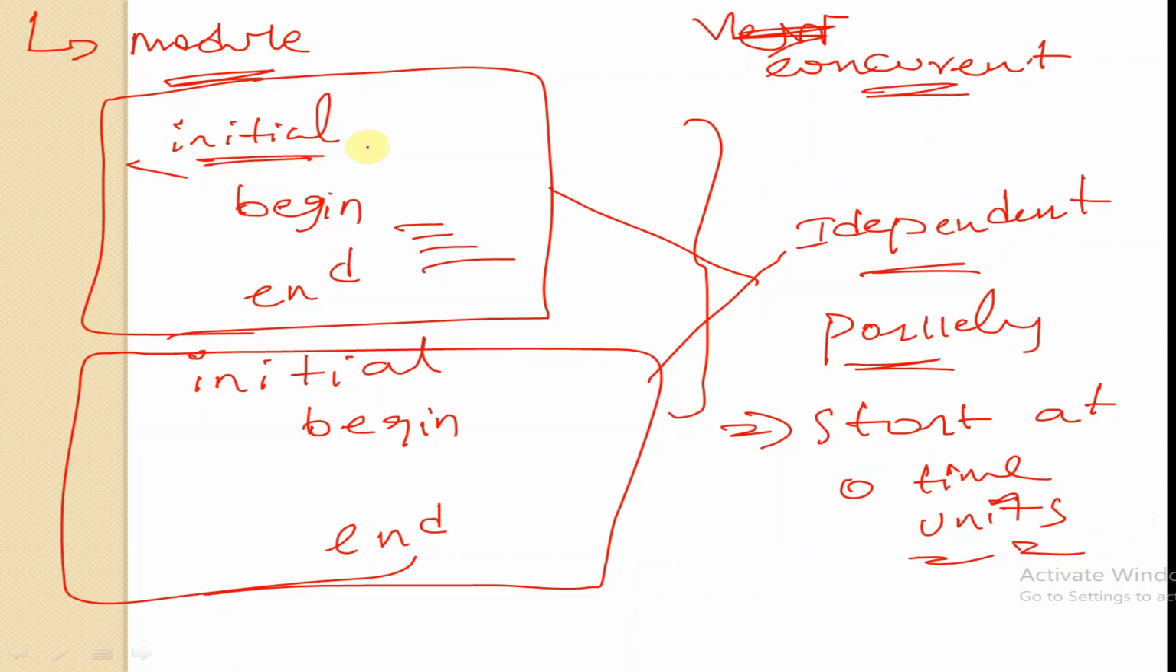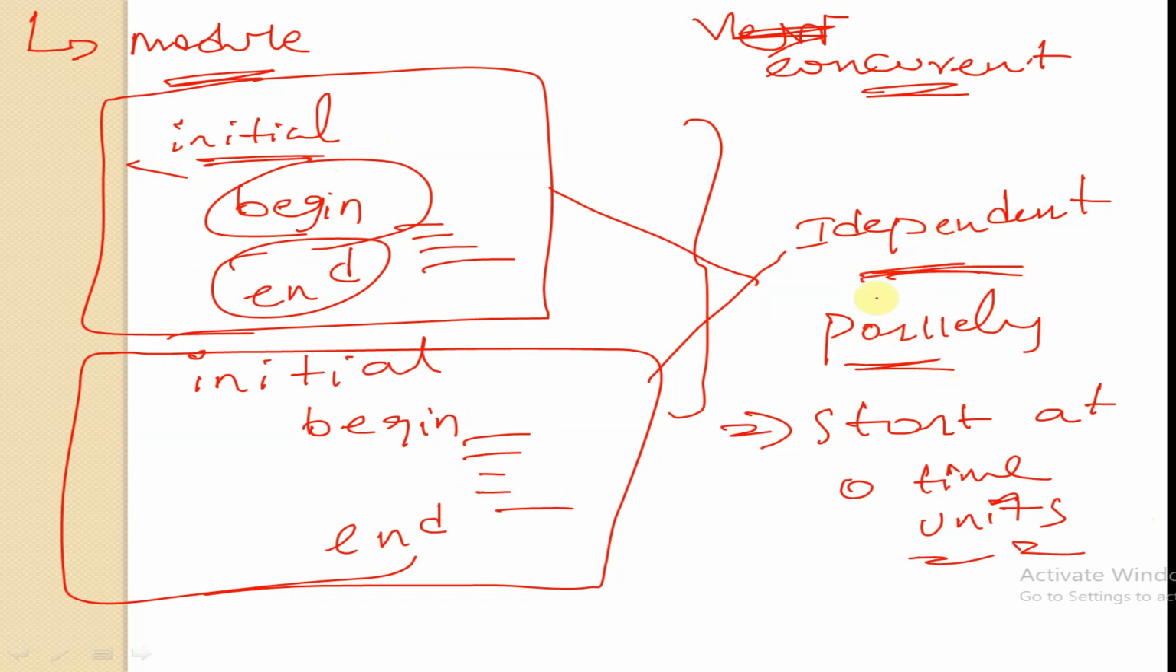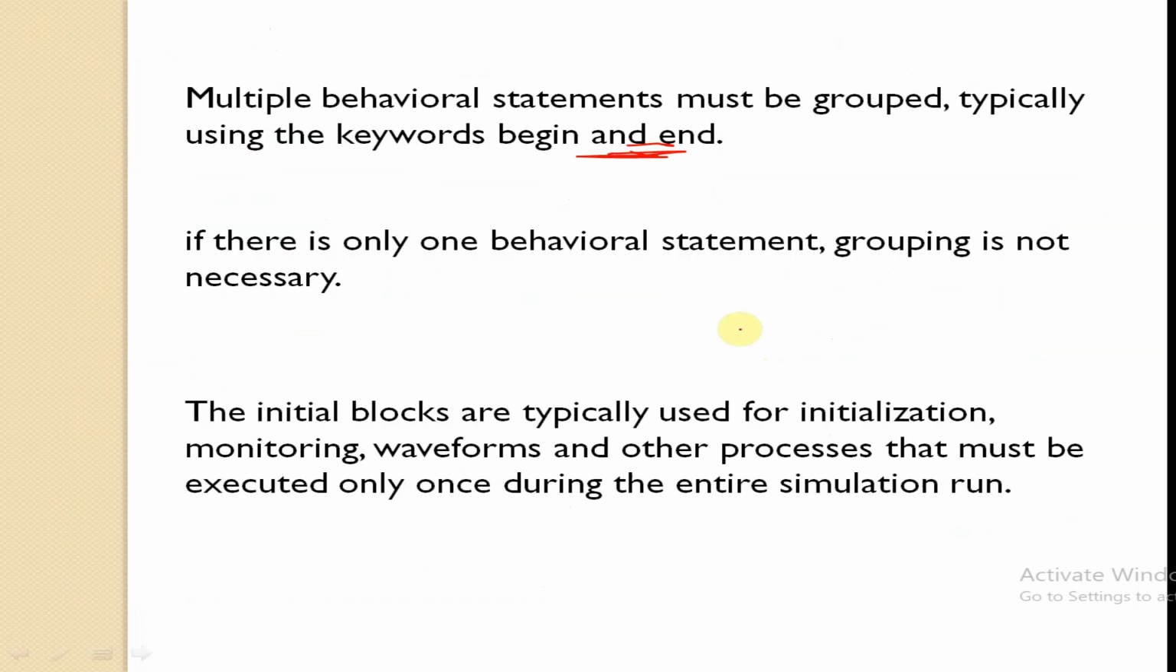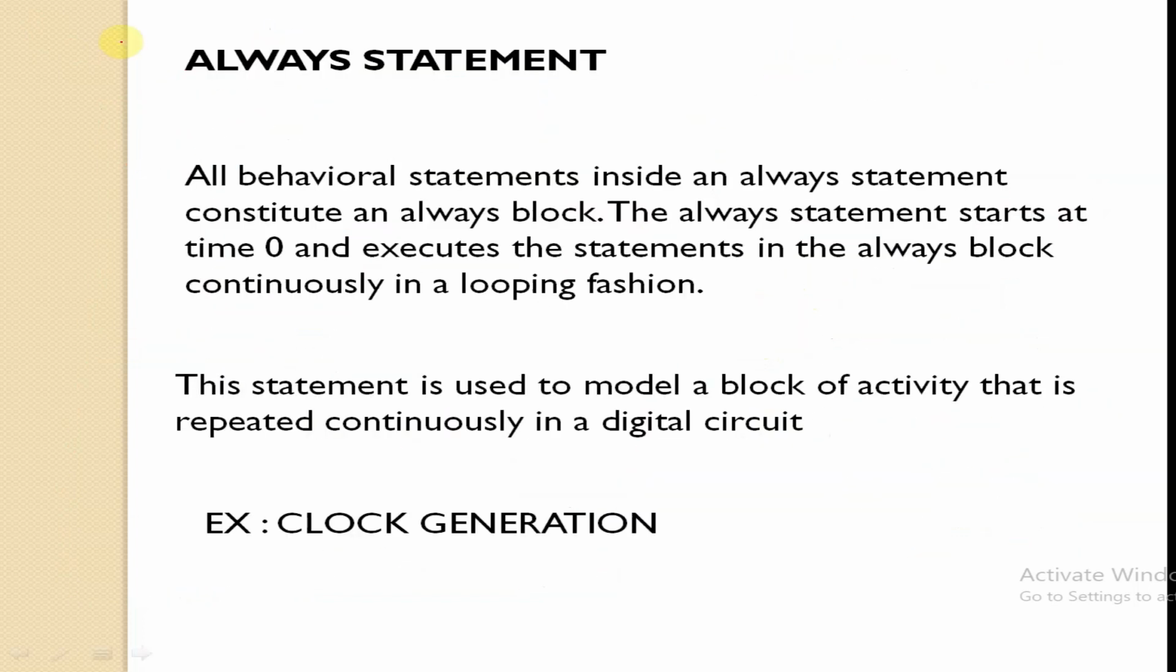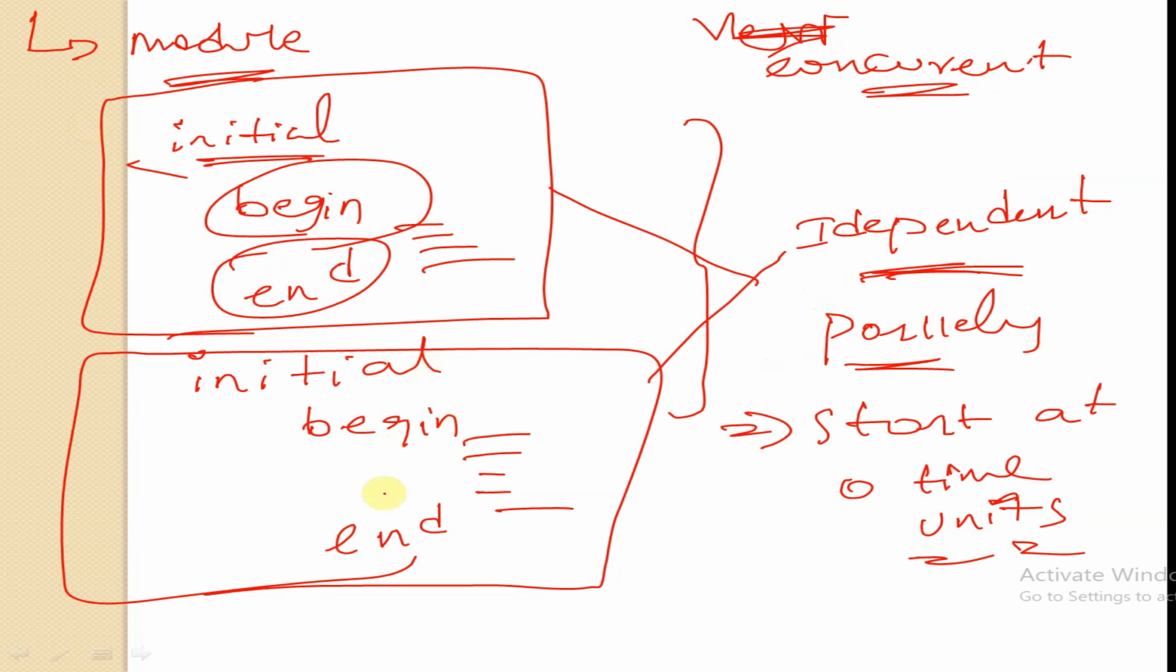So if there are multiple behavioral statements, then we will use the keywords begin end to group all these statements. So these two initial begin end blocks will work independent of each other, and they are parallel to each other. If there is only one behavioral statement, grouping is not necessary. We have discussed it. So within initial, if there is only one statement, then there is no need to use begin and end.